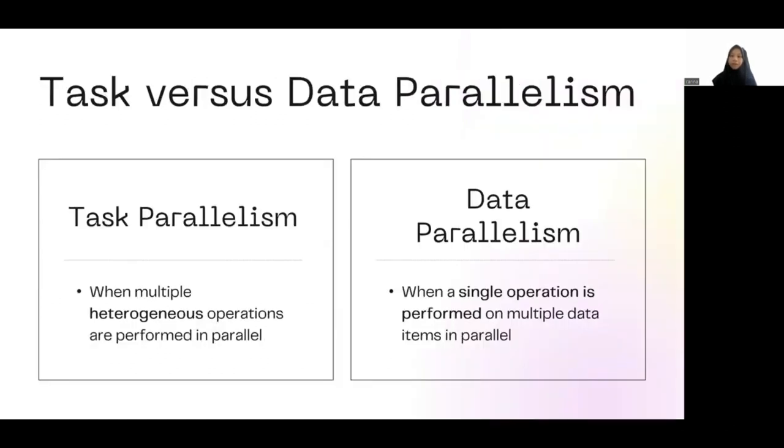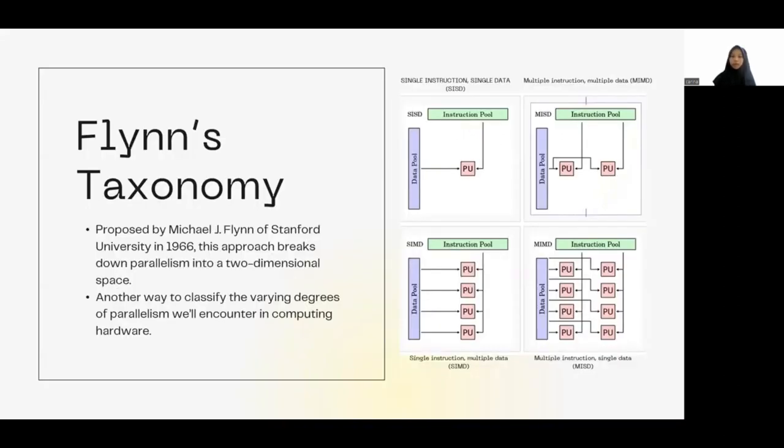Parallelism based on the kind of work being done is divided into two categories, which are tasks and data. Task parallelism is when multiple heterogeneous operations are performed in parallel, and data parallelism is when a single operation is performed on multiple data items in parallel.